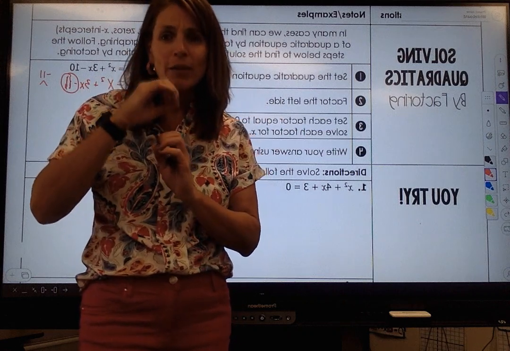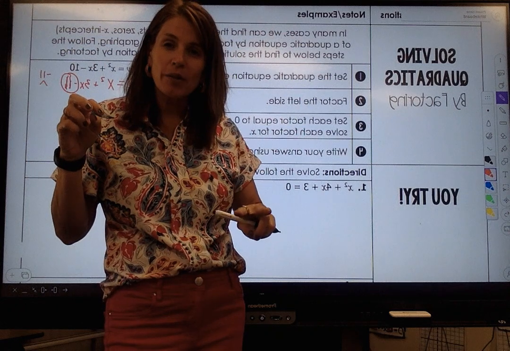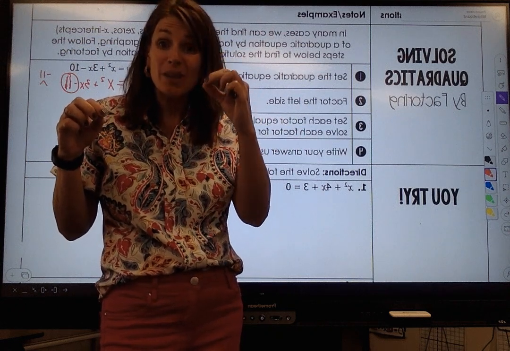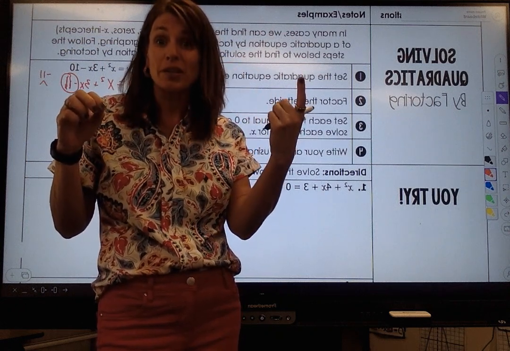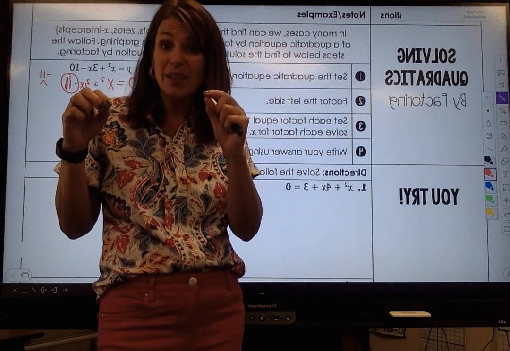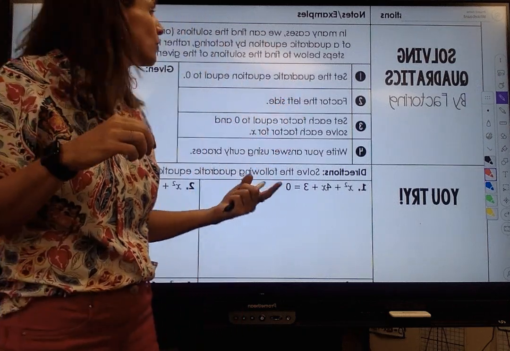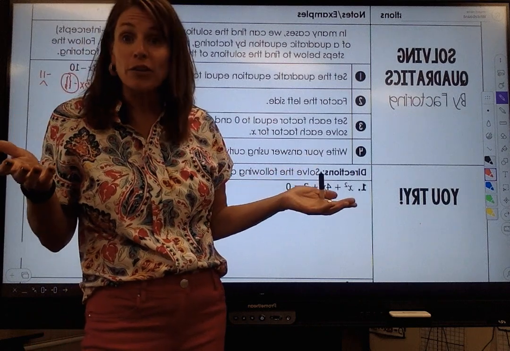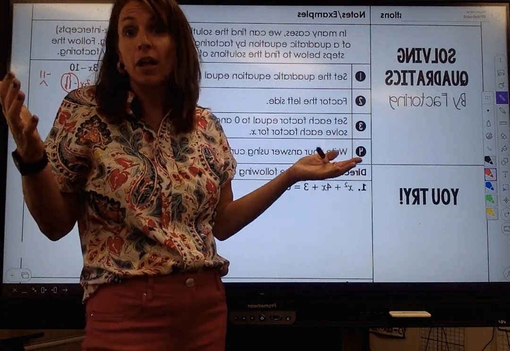Why do we change that y to 0? Because remember when we looked at that table of values, when the y value was 0, that was the solution in table form. When y was 0, that solution was the x value. So that's what we're doing here. And then we're going to factor, and then we put brackets around it and call it a day.